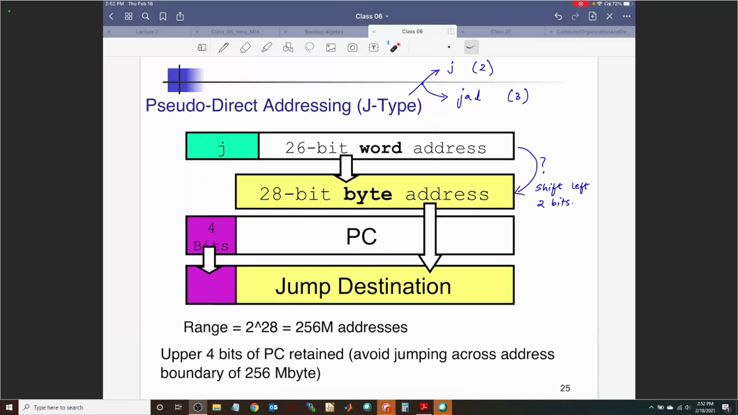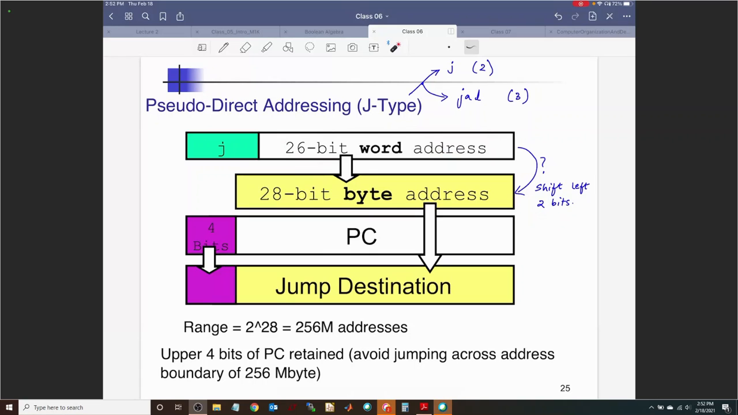So you look at the current program counter, then you steal the first 4 bits of the current program counter and append them to this 28-bit byte address. That's how you are going to get a 32-bit jump destination. 4 bits from the current program counter, and a 26-bit word translated into 28 bits by shifting and adding 2 zeros to the end. That's how you constitute a 32-bit jump destination.